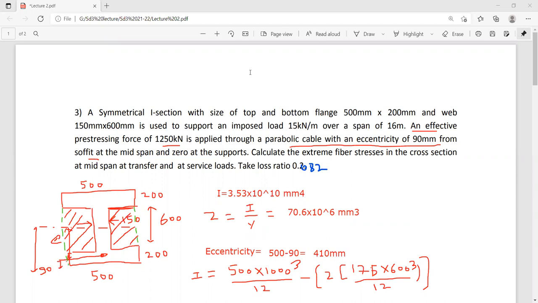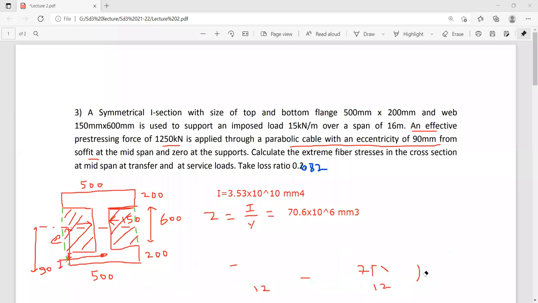Now find out the self weight of the beam. How will we calculate the self weight of the beam? We need the cross-section area of the beam, which we have already calculated. It is 290 into 10 raised to 3 mm squared. So convert it into meter squared by multiplying by 10 raised to minus 6.